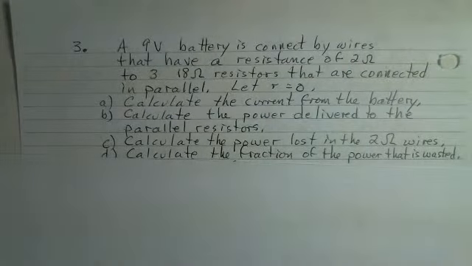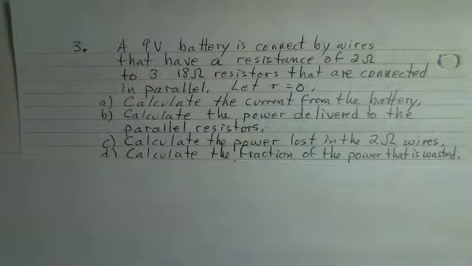Professor Clements with you as we consider an electric circuit containing a 9-volt battery, wires that are not perfect, that have a total resistance of 2 ohms, and then three 18-ohm resistors that are connected in parallel. We're going to pretend that the internal resistance of the battery is 0.